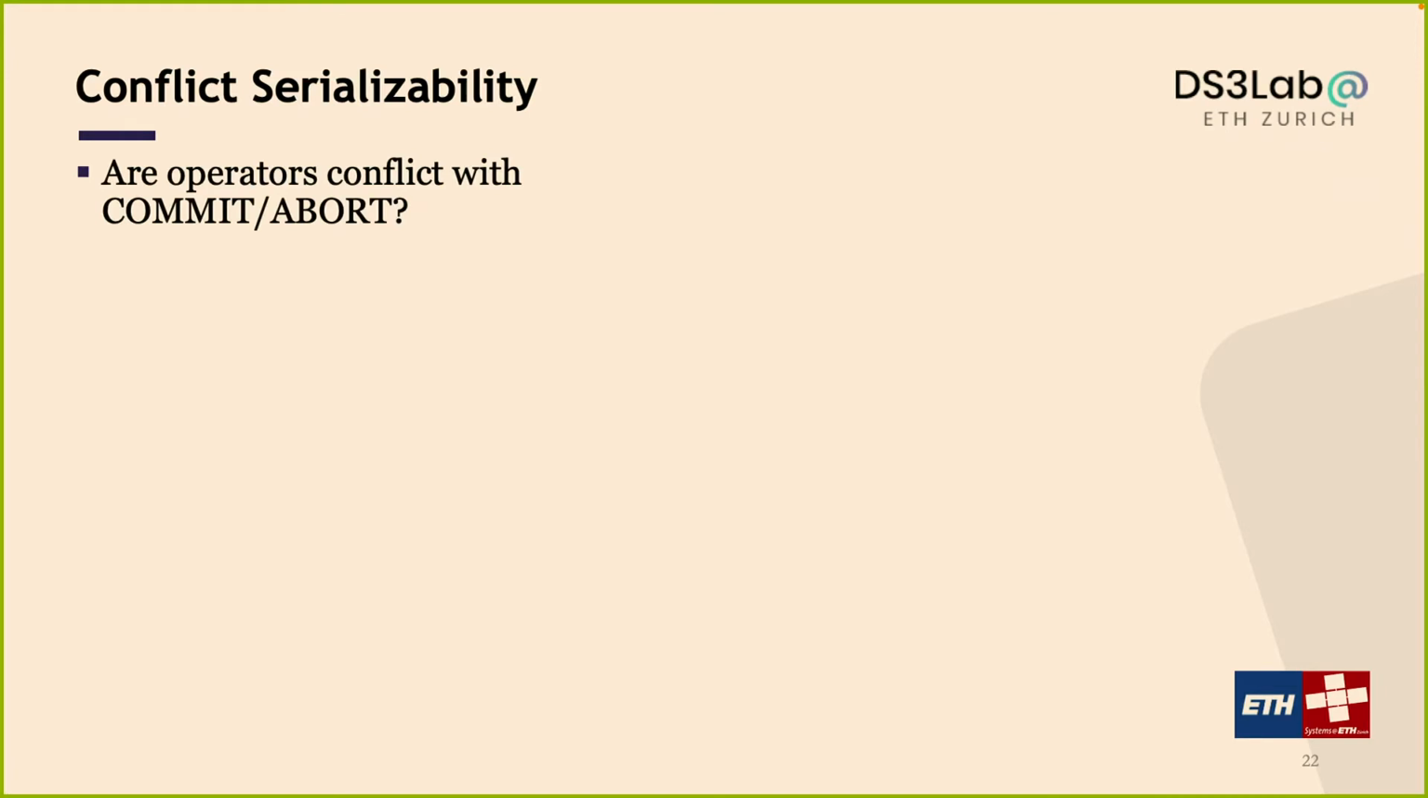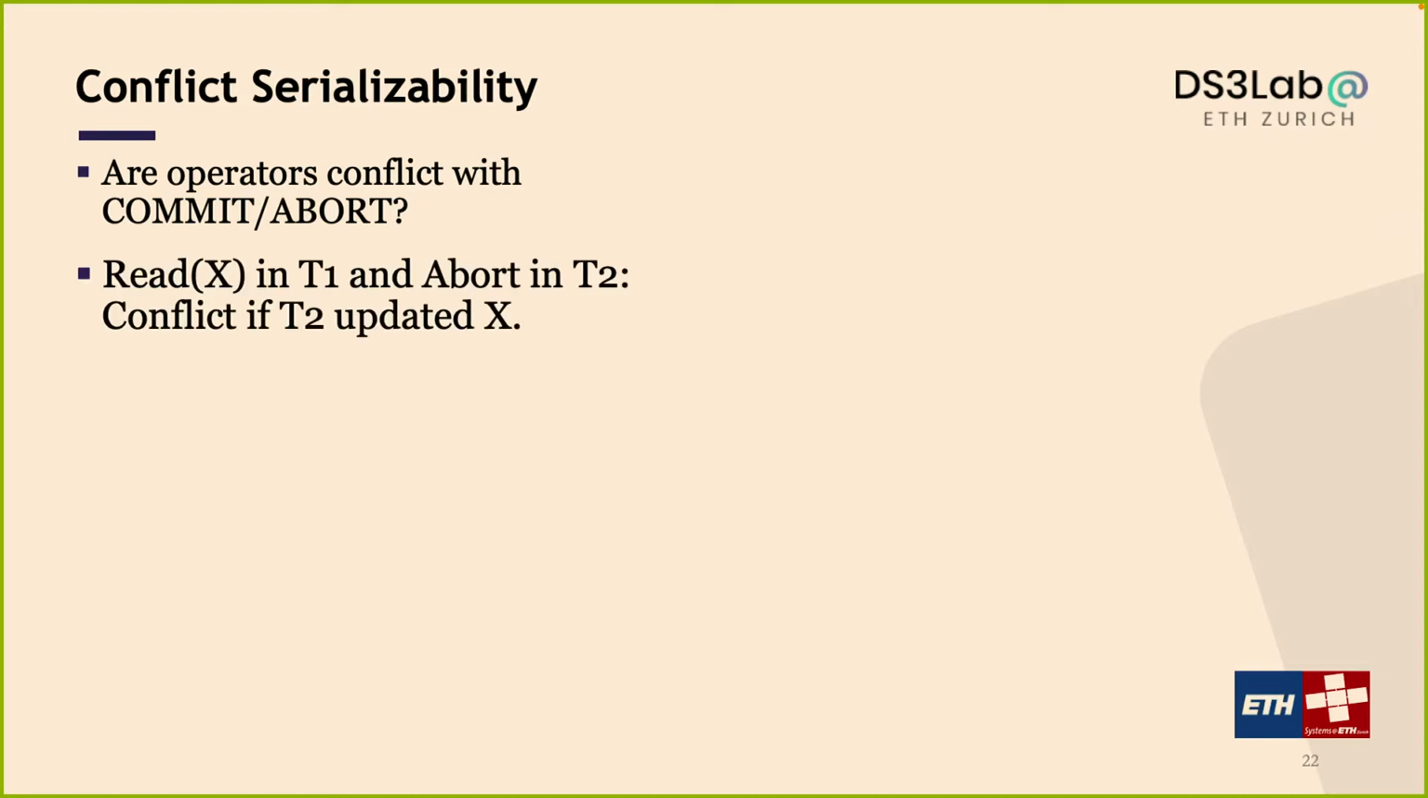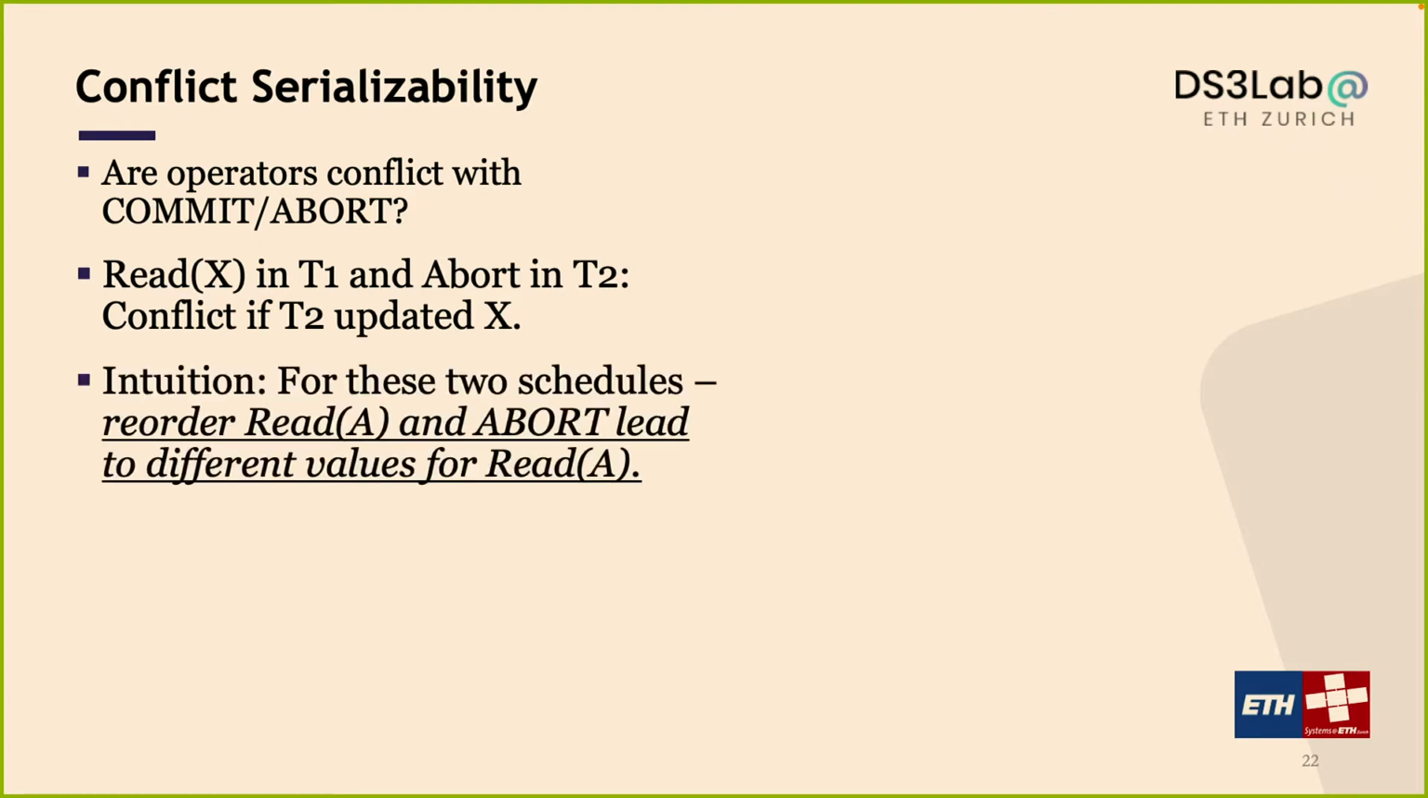So there's another thing that's a little bit tricky. We know how to swipe the order of read and write, right? But there's also the commit and abort, right? How can we swipe them? So essentially, the high-level idea is to have a write X in T1 and abort in T2. These two operators, read X and abort, have a conflict if T2 updated X. The intuition is, for these two schedules, if you reorder the read and abort, they are going to lead to a different value for the read.